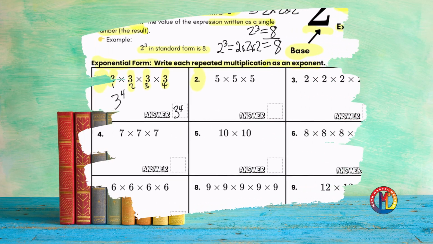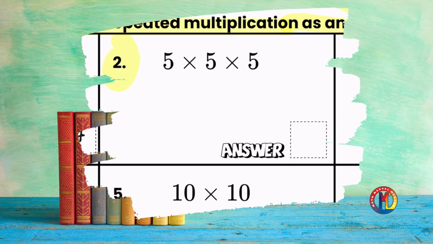Okay, and then number 2, we have 5 times 5 times 5. So what is our base? Our base is 5. And then how many times are we multiplying 5? 1, 2, 3. So this is 5 to the 3rd power.